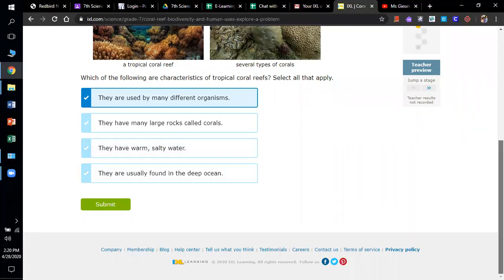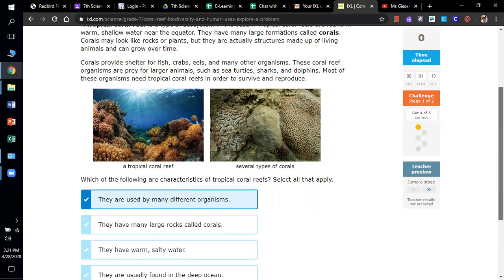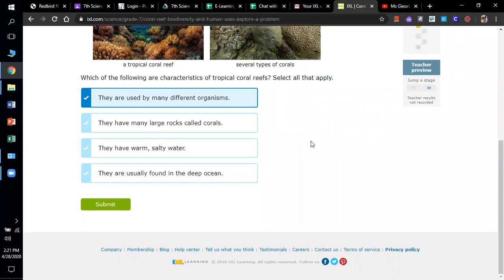They have warm, salty water. Let's look. Tropical coral reefs are found in warm, shallow water near the equator. Well, of course, the ocean is salty. So they have warm, salty water. I don't think that they have warm, salty water. Okay, they're in warm, salty water. So I'm not going to click that. I think that's a trick of words. They're usually found in the deep ocean. That is not true either. So maybe, is it just one? Now I'm second guessing. I'm going to say they have warm, salty water.